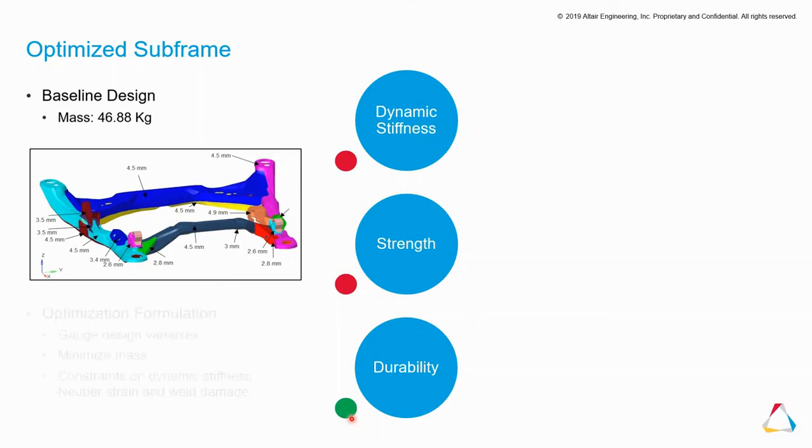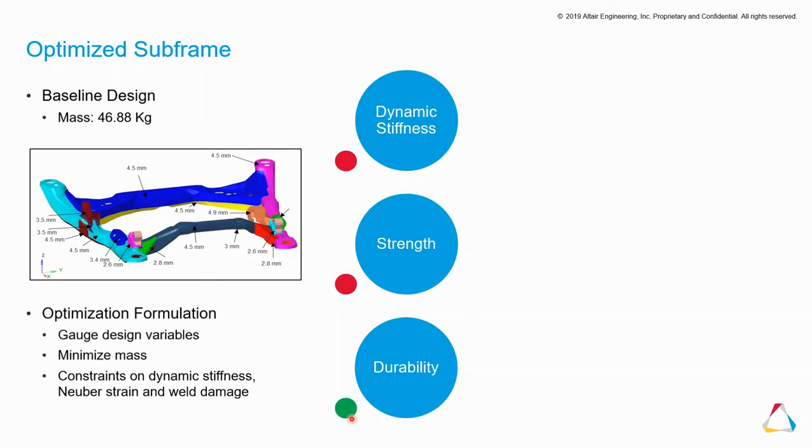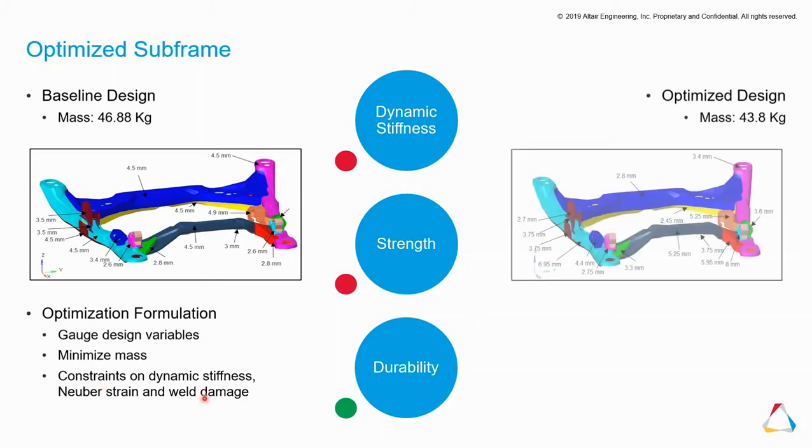So how do we improve the design? We then choose to wrap an optimization around it. So in this case, we ran a gauge optimization. So we're optimizing the thickness of these different members. We're trying to minimize the mass of the design while having constraints on dynamic stiffness, Neuber strain, which is used to control the permanent set in my design. And we also have a constraint on the weld damage. And at the end of the optimization process, you can see by incorporating all these constraints in a single model, we have a design that meets all the requirements and in addition is about 3 kilograms lighter. So there's a lot to be gained using this single model workflow.